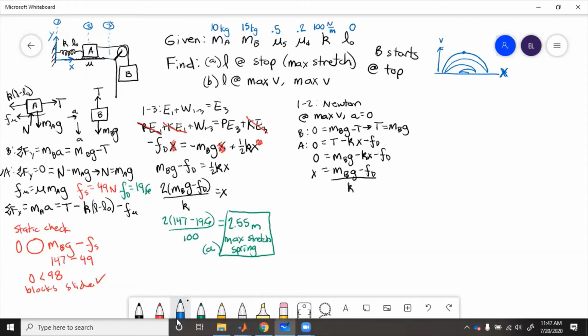We put numbers in here. X equals this 147 minus 19.6 over 100. So it's going to be actually half of the max stretch. This makes sense. Max velocity is kind of in the middle of 0 and max stretch. And that is going to equal 1.27 meters. So this is x at max velocity.